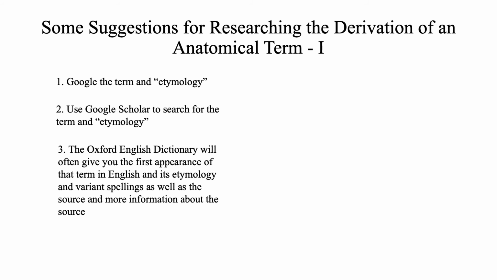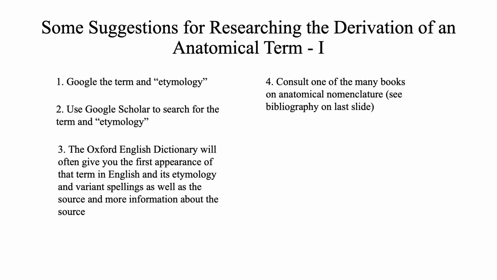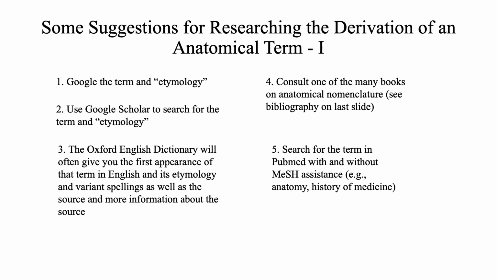The Oxford English Dictionary is a wonderful resource, an online resource with any large institution. It will give you the first appearance of that term in English and its etymology, from which language it is derived, and variant spellings, as well as the author of that source and cross-link references to the source and other words by that author. You can consult one of the many books on the last slide of this presentation. There are countless books on nomenclature of anatomical parts.